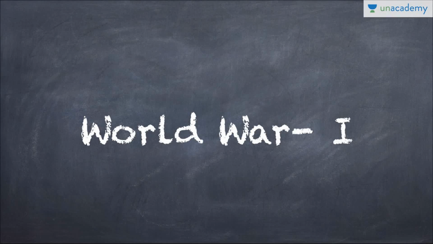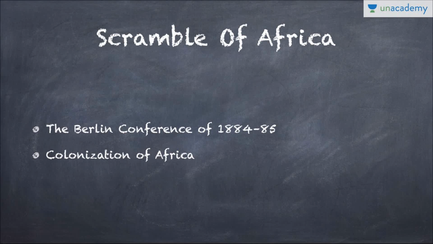So we have discussed World War I, how the alliances formed, how the Entente formed, and all those things have been covered. So now let us move forward in World War I, and the Scramble for Africa will be the first point of discussion. The Berlin Conference of 1884-85.